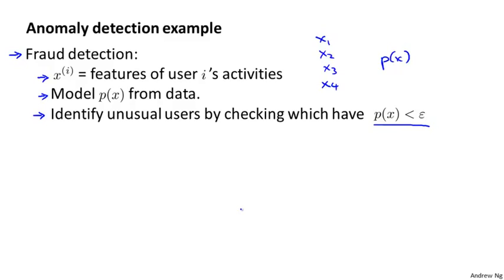So not just accounts that may have been stolen, or users that are trying to do funny things, but just finding unusual users. But this is actually the technique that is used by many online websites that sell things to try to identify users behaving strangely, and that might be indicative of either fraudulent behavior or of accounts that have been stolen. Another example of anomaly detection is manufacturing. So we already talked about the aircraft engine thing, where we can find unusual, say, aircraft engines and send those for further review.